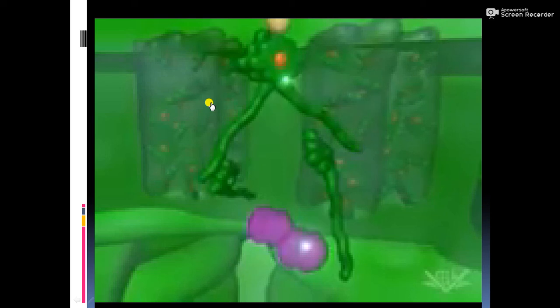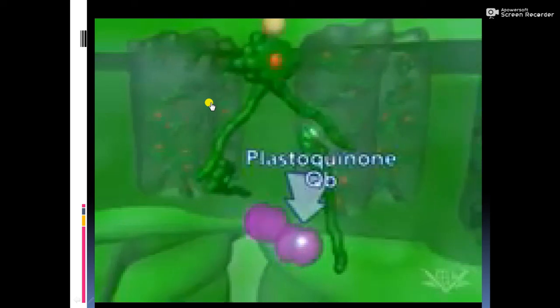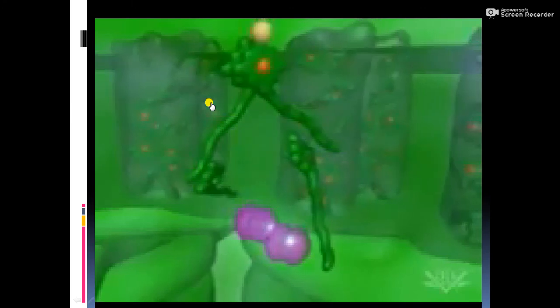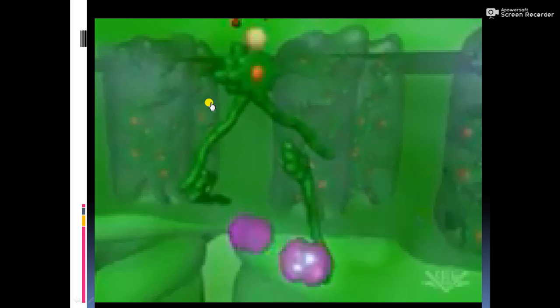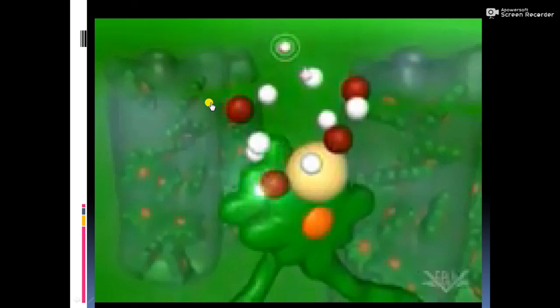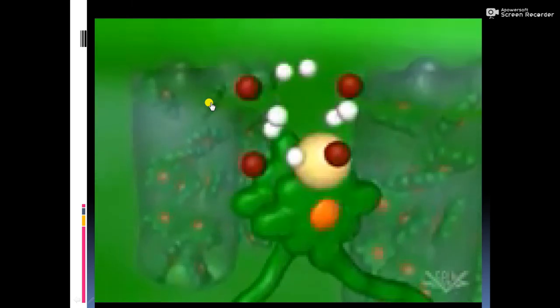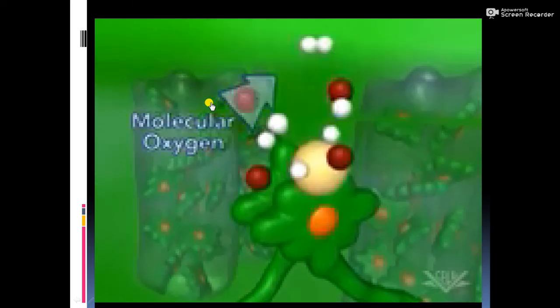Once excited, 2 electrons are transferred to plastoquinone QB, the first mobile carrier. In addition to the 2 electrons, QB also picks up 2 protons from the stroma. The 2 electrons lost from photosystem 2 are replaced by the splitting of water molecules. Water splitting also releases hydrogen ions into the lumen. This contributes to a hydrogen ion gradient, similar to the one created by mitochondrial electron transport. After 2 water molecules have been split, 1 molecule of molecular oxygen is created.